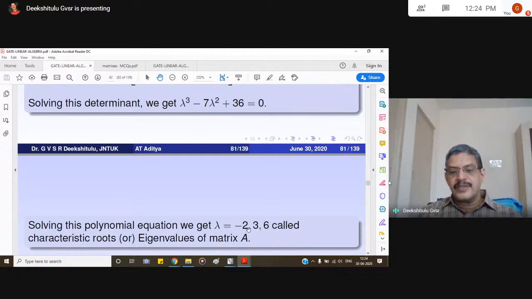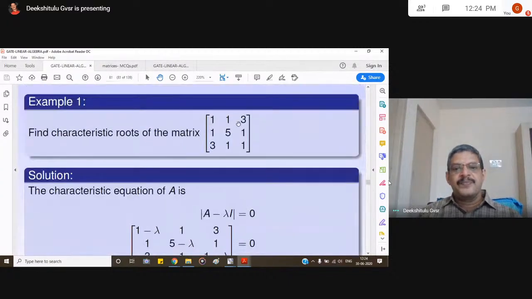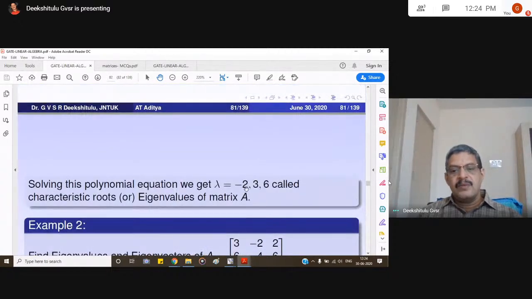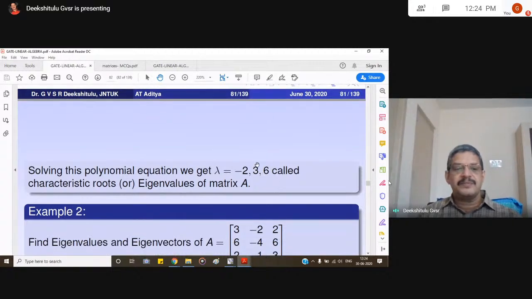What is the sum of the eigenvalues here? Minus 2 plus 3 plus 6. So 6 plus 3 is 9, minus 2 is 7. Then what is the trace of the matrix A? Trace means the sum of the diagonal elements: 1 plus 5 plus 1, which is 7. Sum of the eigenvalues, minus 2 plus 3 plus 6, is 7. So these eigenvalues you have obtained are correct. That is an immediate verification.